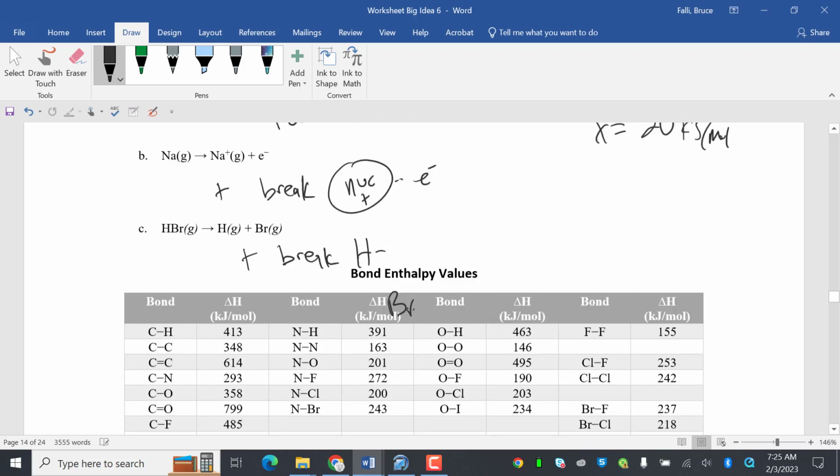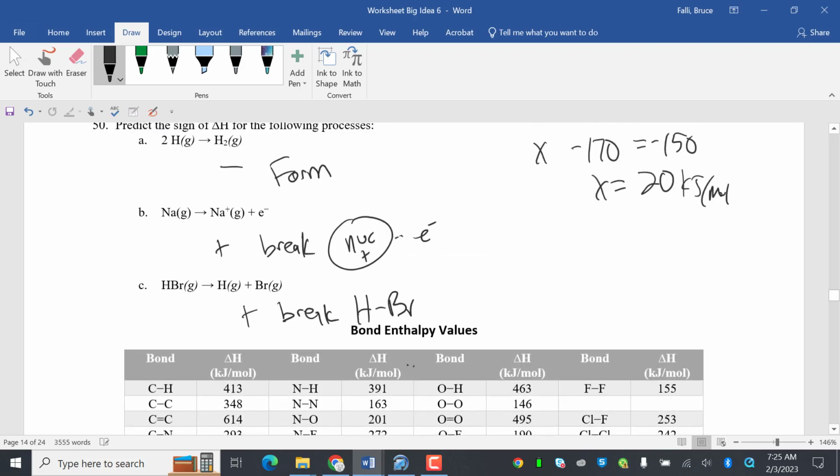All right, bond enthalpy values. So here's our table of values. Let's see how we do with this.